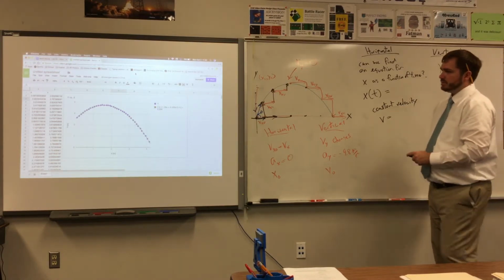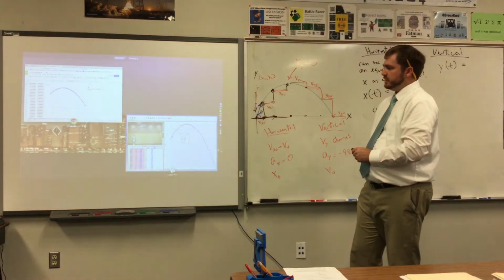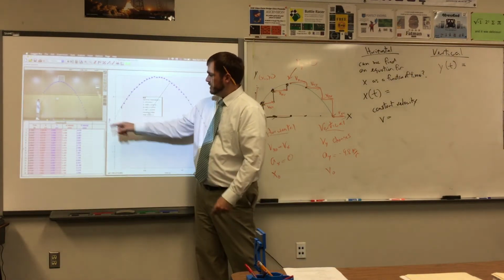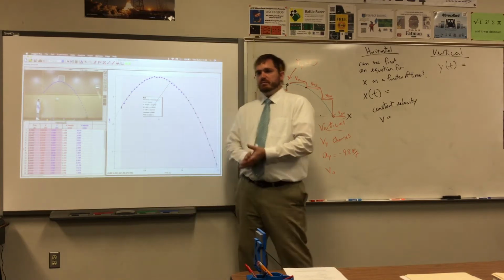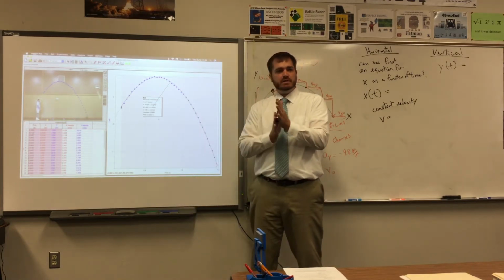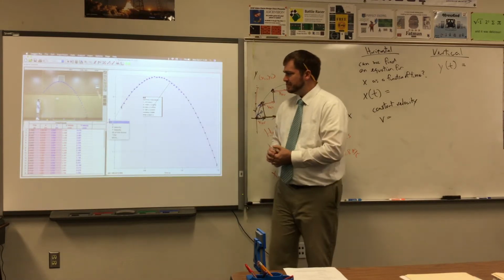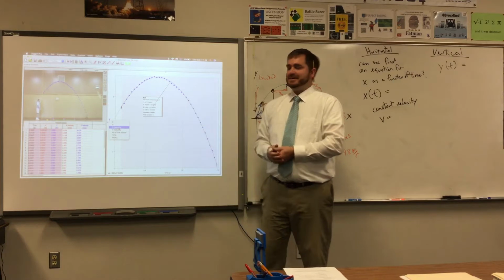Kevin, we're going to have to go back to Logger Pro in order to figure out what your constant velocity is. Let's go. How are we going to find the velocity from this shot? There are a couple of different ways. I'm open to suggestions. I want to see velocity. Oh, X velocity. Okay, sure. Let's look at that.